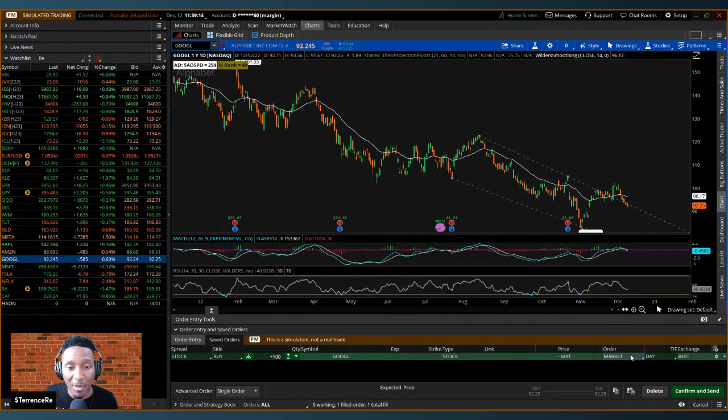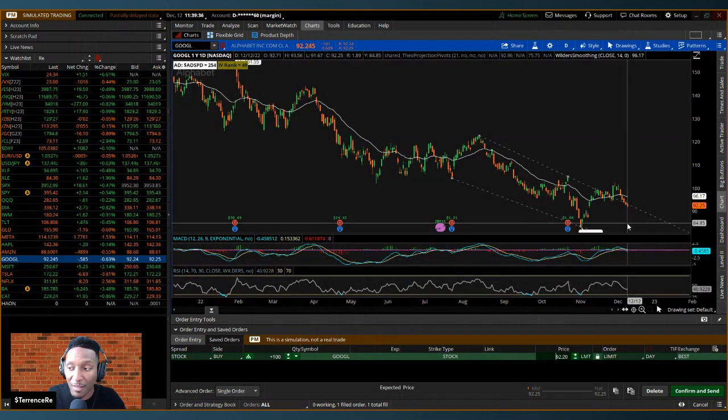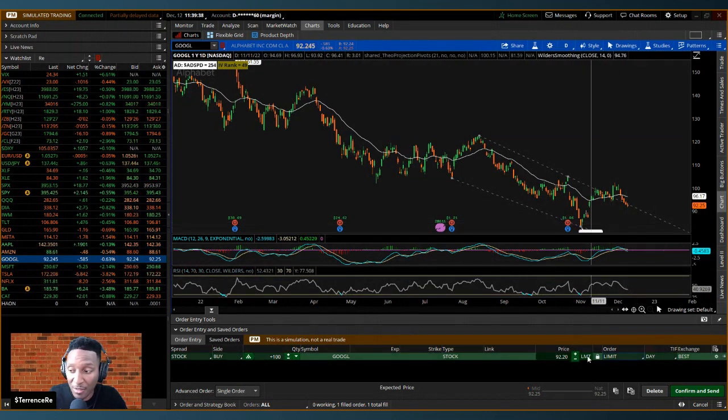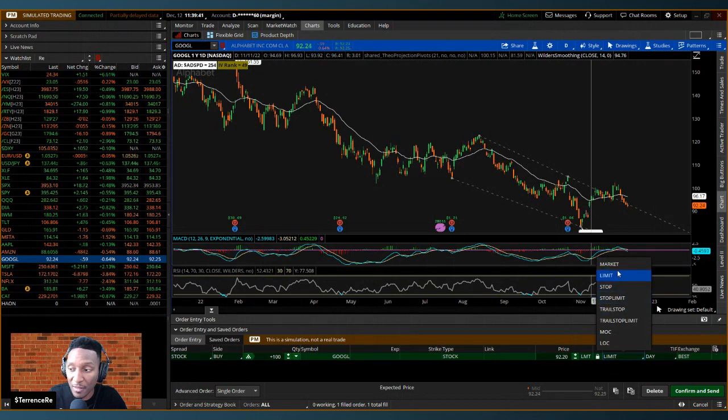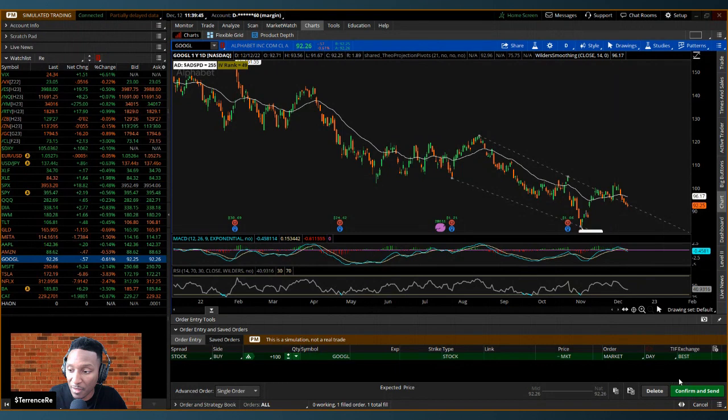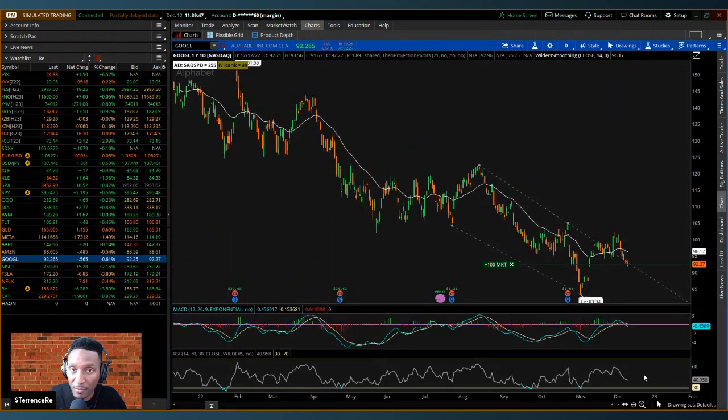If I cared about the price I got filled at, with a limit order I would set a price, and let's say it said 92.26. I could say, I want to buy it at 92.20, and then I would set that order. That order would not go into effect until the stock got down to 92.20, and if it didn't, I just wouldn't get filled. But for the sake of this video, I'm not doing that. I got a market order, confirm, send, boom.